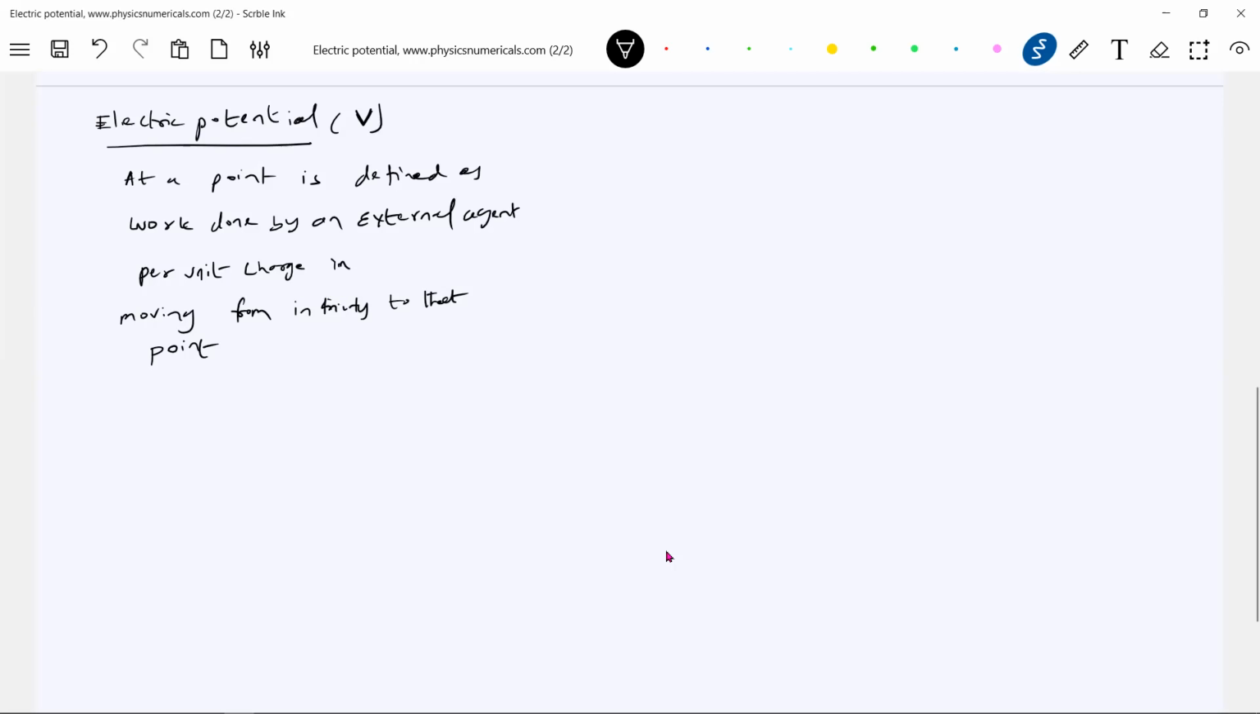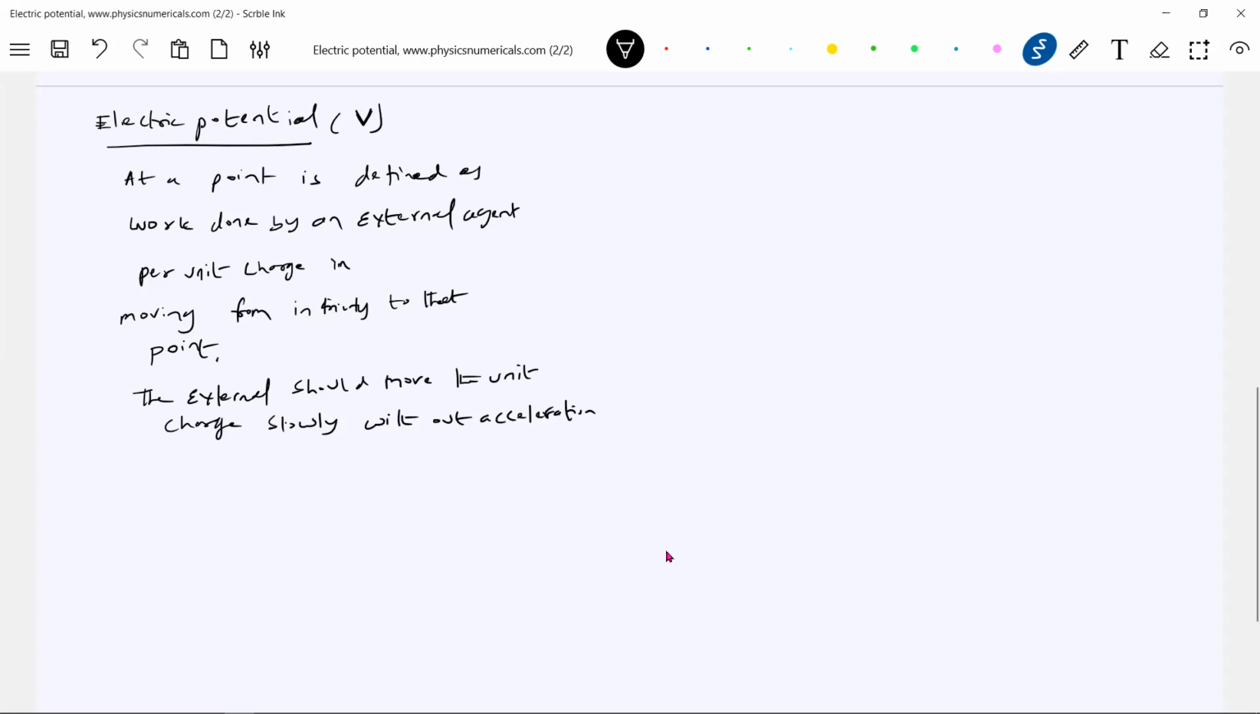From that point, and what are the conditions? The external agent should move the unit charge slowly without acceleration. Okay, there's a condition. It should move it very slowly.